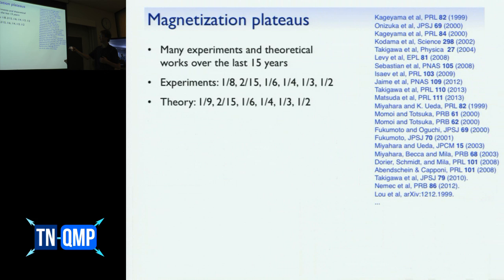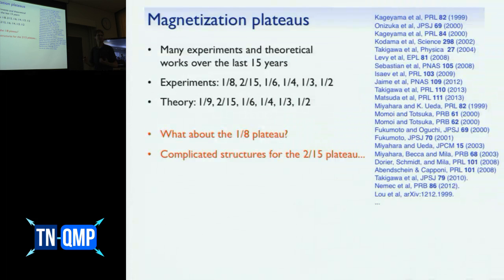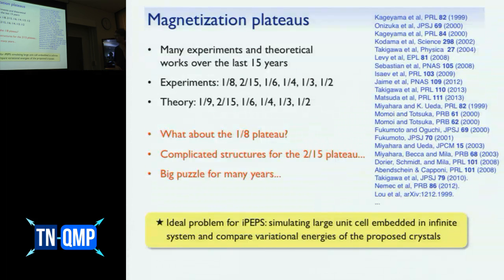So in theory, there was a plateau at 1/8, 1/9, but only one at 1/8 in experiments, and so on. So there were still several mismatches, and also this plateau at 2/15 always seemed to be a bit of a mystery. Why should the plateau appear at this strange ratio? So this has been a big puzzle for many years, and in the end, this really seemed to be an ideal problem for iPEPS, because these crystal structures require large unit cells.